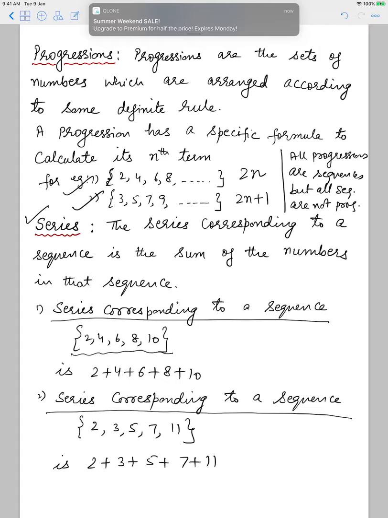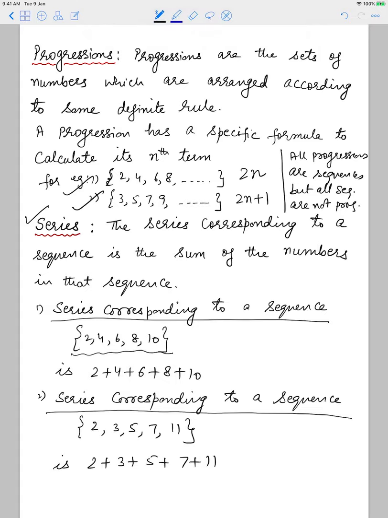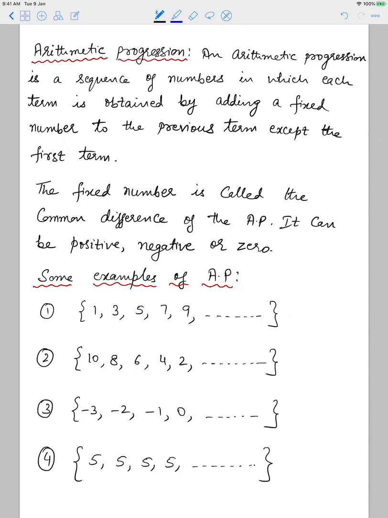And now we move on to the main chapter, that is arithmetic progression. Let us see what an arithmetic progression is. Actually speaking, there are many types of progressions: arithmetic progression, geometric progression, harmonic progression and many other progressions. But in class 10th, we are going to study only about arithmetic progression. So now let us see exactly what is arithmetic progression.